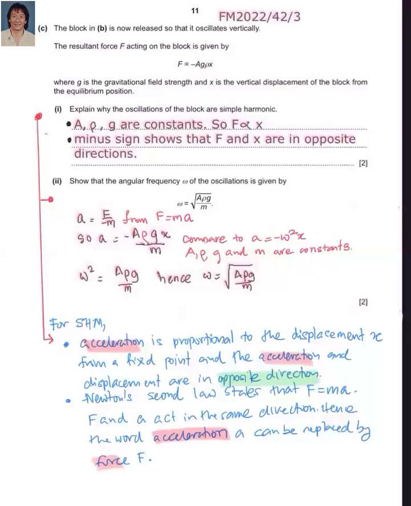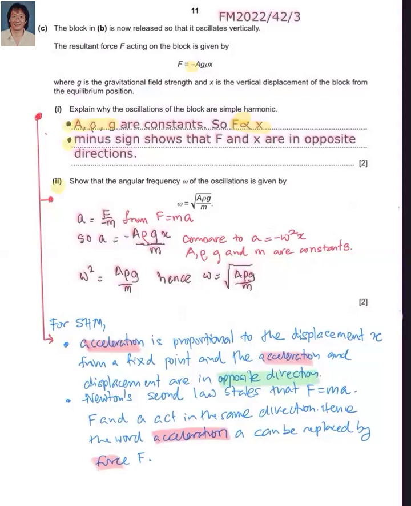For simple harmonic motion, your F must be proportional to x. This is correct because your A, rho and G are constant. Therefore, your F is proportional to x. The negative sign in the formula F equals minus A G rho x shows that F and x are in opposite directions. So this is how it's scored the 2 marks.